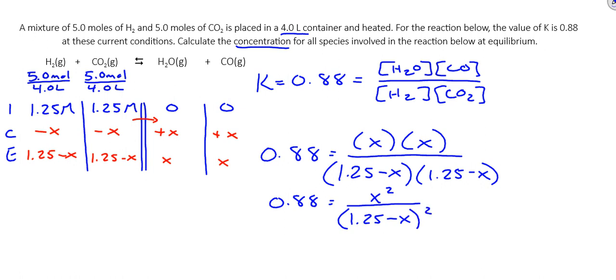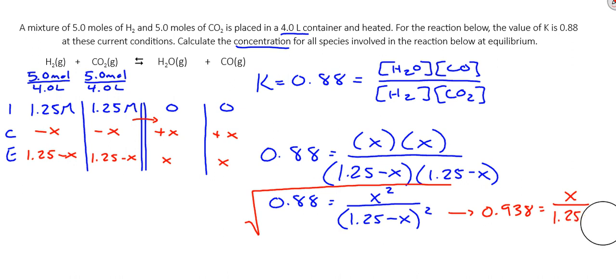Well, what's the big deal about that? Well, now I can actually solve for this problem quite easily. I'm going to take the square root of the entire problem. And because of that, the square root of 0.88 is 0.938. And then the exponents vanish. So that's my first part of my expression there.